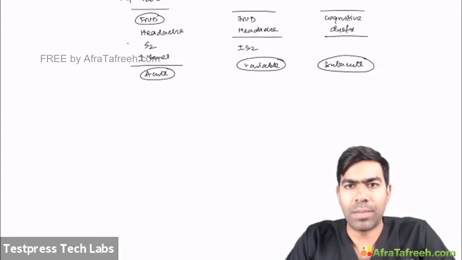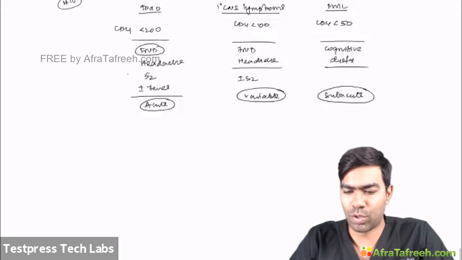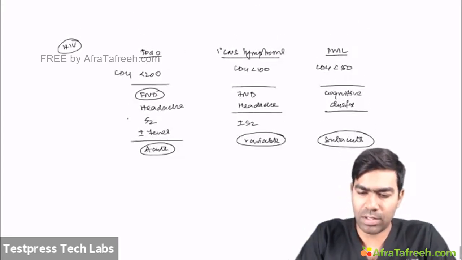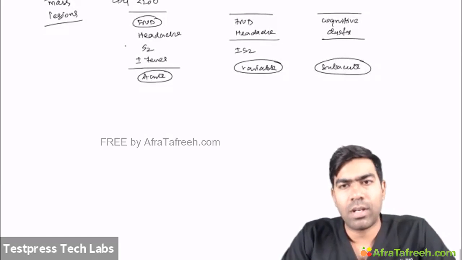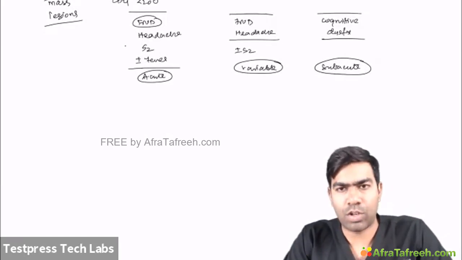Okay. Ankit is asking cryptococcus. No. We are talking about HIV, neurological management, mass lesions in the brain. Mass lesions in the brain. Okay, fine. We are not talking about meningitis here.